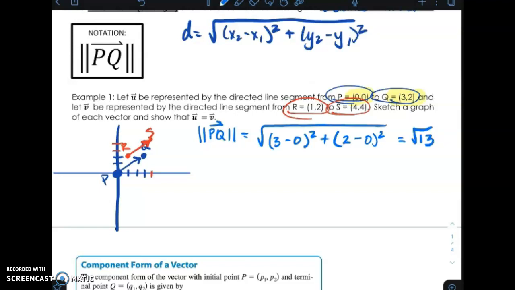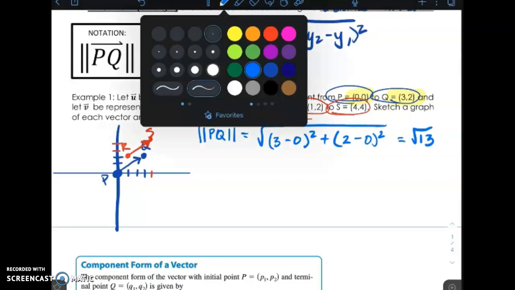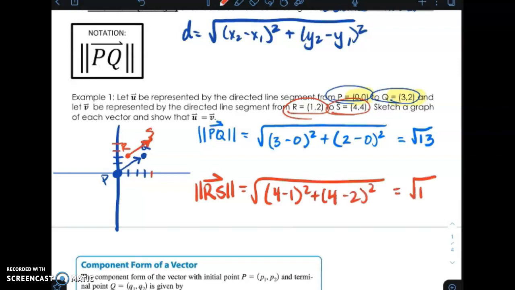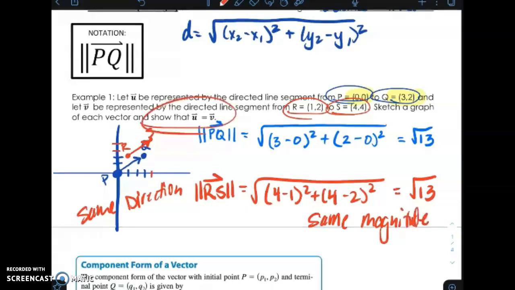We're going to do the same thing for RS. So we're going to have 4 minus 1 squared plus 4 minus 2 squared, which also gives you radical 13. So we have shown that they're going in the same direction, and they have the same magnitude. And so we have shown that vector u is equal to vector v.